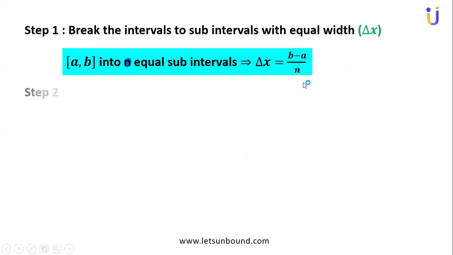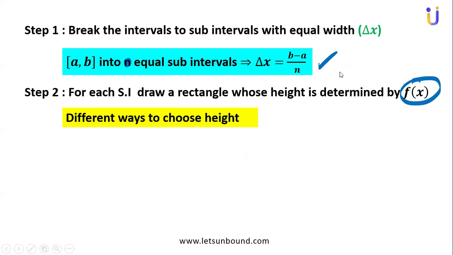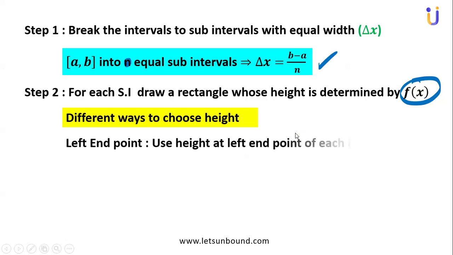Now, step 2. For each subinterval, you have to draw a rectangle whose height is determined by f of x. At the first step, we got the width, right? But if you want to draw the rectangle, you need a height. Height is determined by f of x. How? Let's see this. There are different ways to choose height as per Riemann's theory. So first one is left endpoint, right?